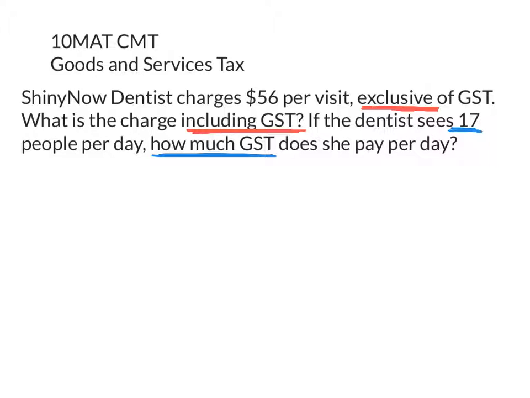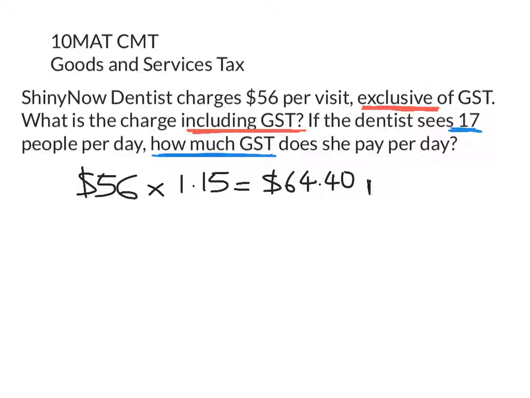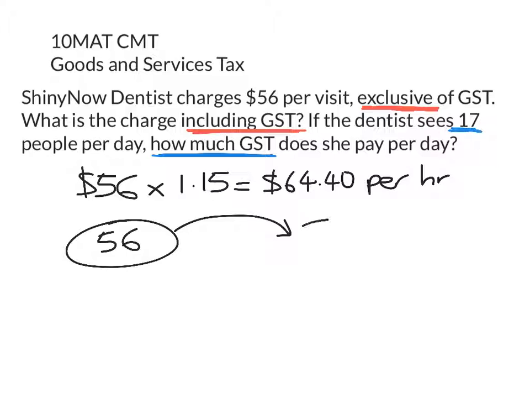So the first part is to put on the GST. We're going to go 56 times 1.15 equals 64.40 per hour. Right, when we first did that, remember we always used the bubble diagram like this, but many of you now don't need it. It's fine if you still do, okay? So that's putting on the GST. So the charge per hour is 64.40 per hour. So we've done that one. It's a big tick in red.